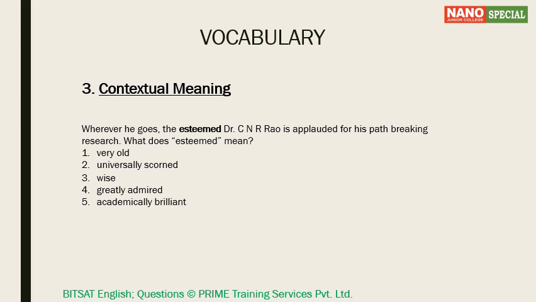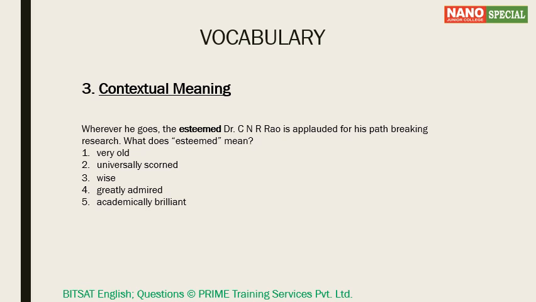So you can make out from this sentence that esteemed means held in great respect. If you look at the options, greatly admired comes closest. Wherever he goes, Dr. CNR Rao is esteemed, which means he is greatly admired. Among the options there, you've got scorned. Scorned is just the opposite. Scorned means expressing disgust and anger.